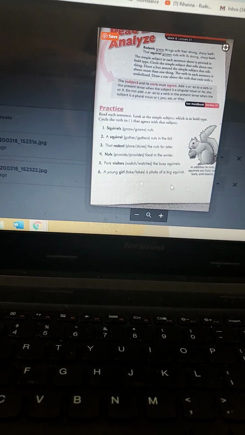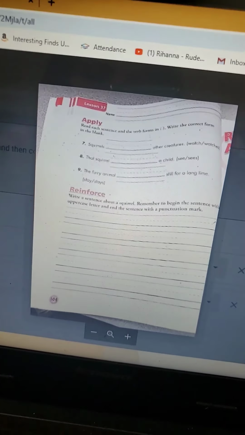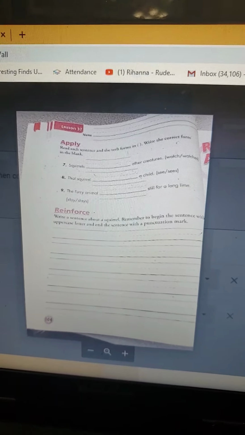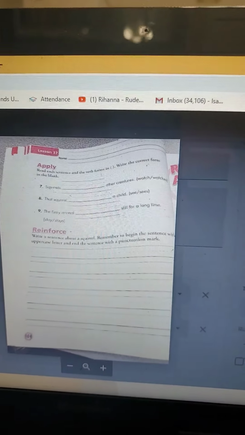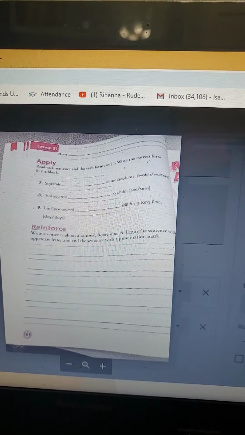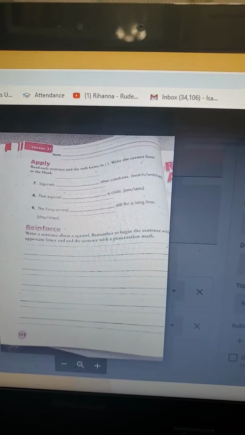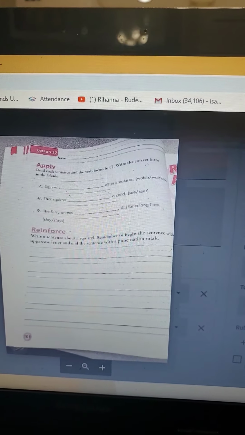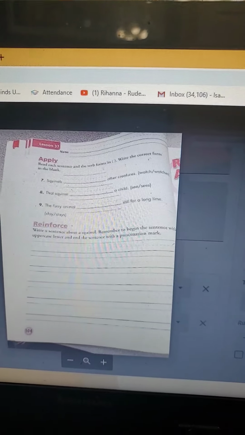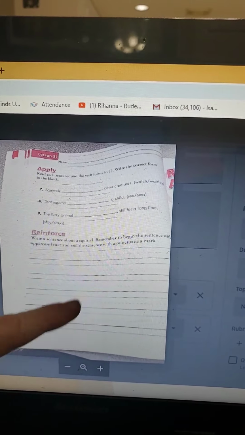Let's see if I can get to the next page. Yep. Okay, so on this page, it says, read each sentence and the verb forms. Write the correct form. Okay, do the same thing I explained. If it has an S, then your verb should not have an S. So pick the one that is correct. And then at the bottom, do those with all of these.